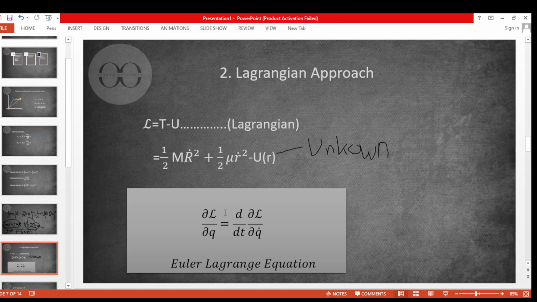Here we can see a differential equation. It is called the Euler-Lagrange equation, which is nothing but the partial derivative of the Lagrangian with respect to some variable q equal to the time derivative of the partial derivative of the Lagrangian with respect to the time derivative of that variable q. We can find this equation from variational calculus, which is not relevant to today's lecture.